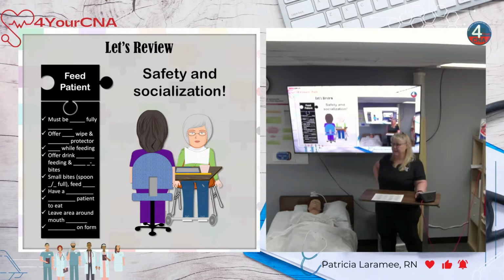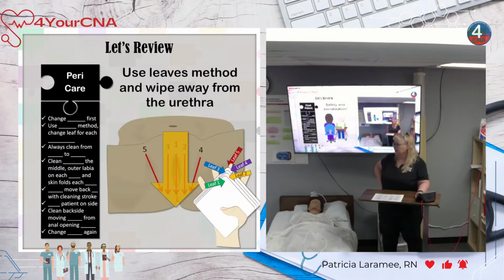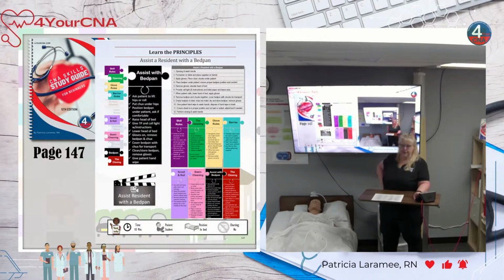Feeding a patient, safety and socialization count here. So have a seat, strike up a conversation, feed them slow, and encourage their intake. Pericare, we're going to wipe away from the urethra, top to bottom, move away, fold your leaf. You should never use the same leaf on 2 body parts when we're washing a wet body opening. Good? Good? Okay, now we're on to bedpan.